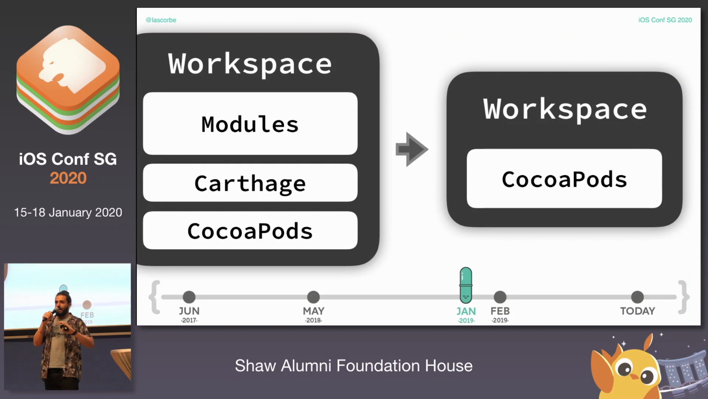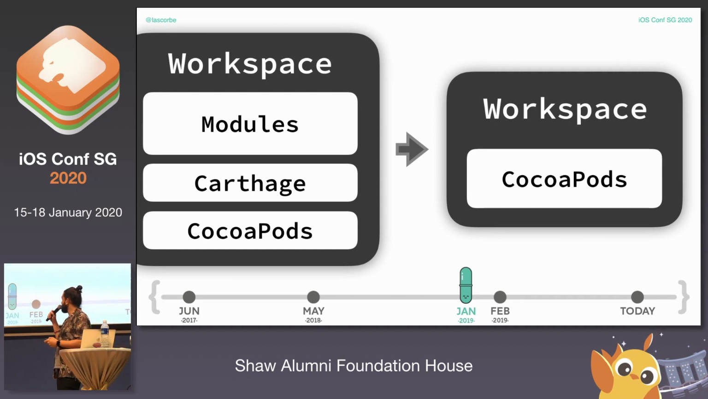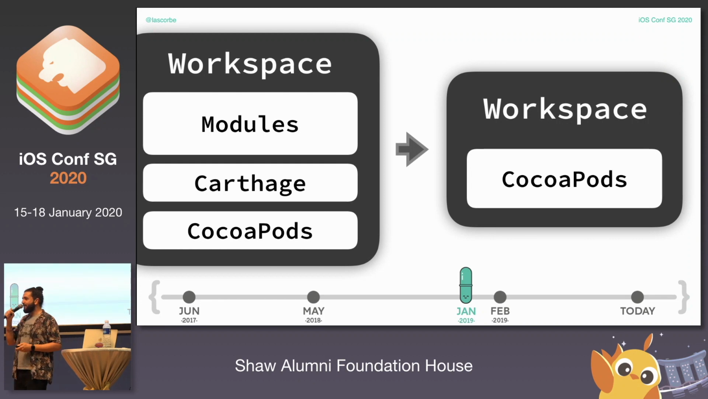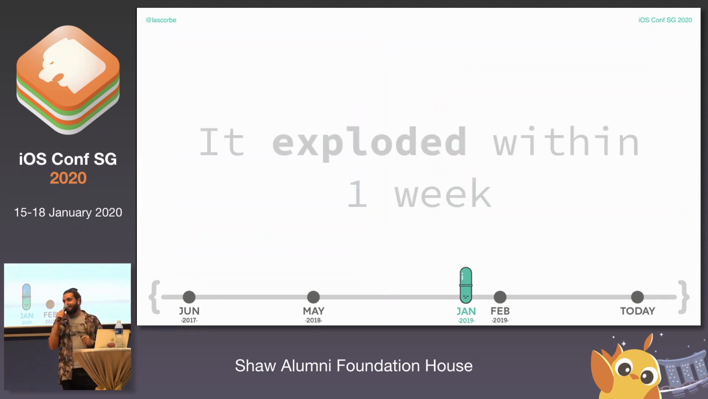So we have all the dependencies in CocoaPods, all of them being compiled as Swift static libraries, and all our models being development pods. And we were super smart. Yeah, it was working fine. We were happy. It was really good. It exploded in 1 week.